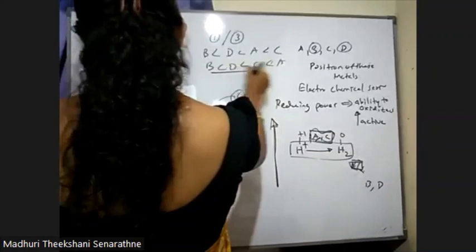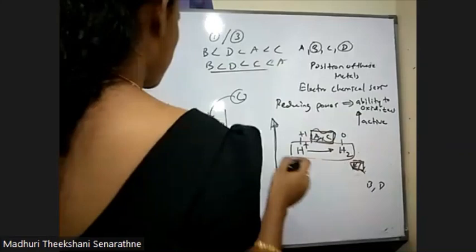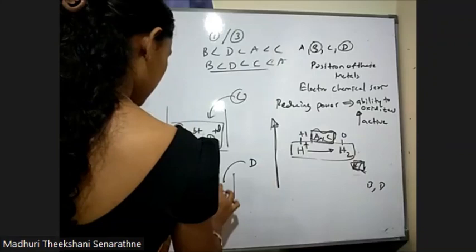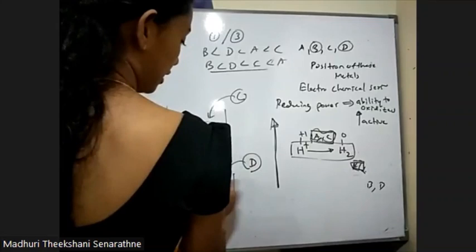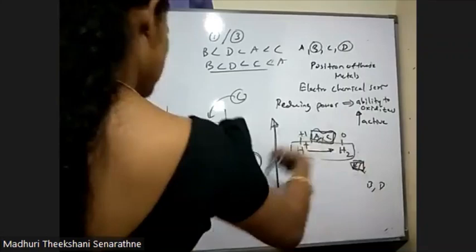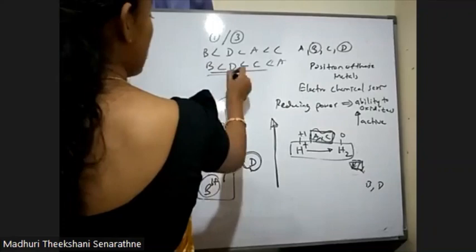Further, when D is added to a solution of B, then B is replaced, meaning D is more active than B. That means it can reduce others more easily than B. That means D should be higher than B. Therefore, again, the answer is number 3.